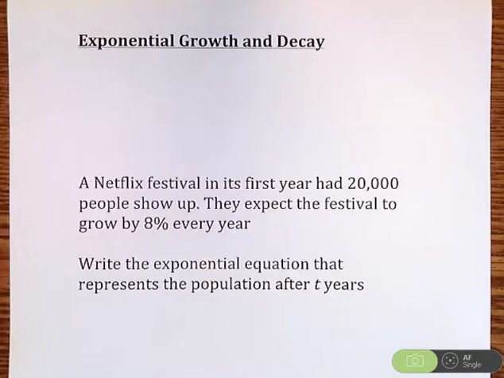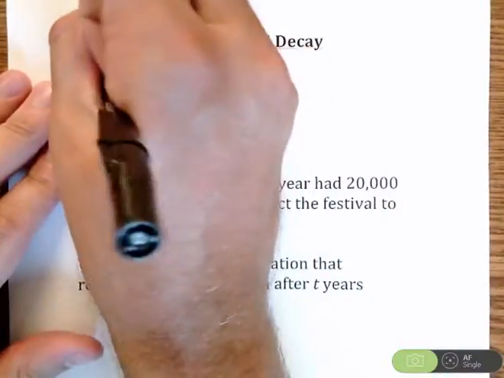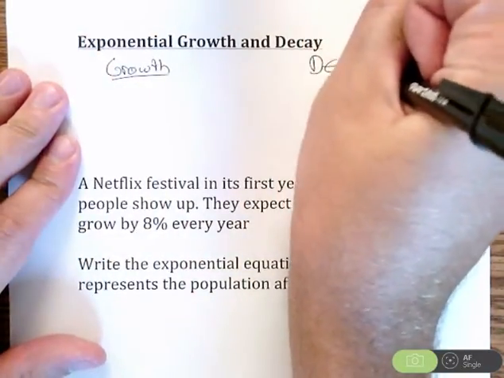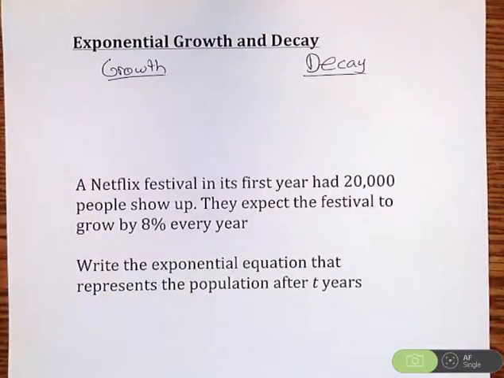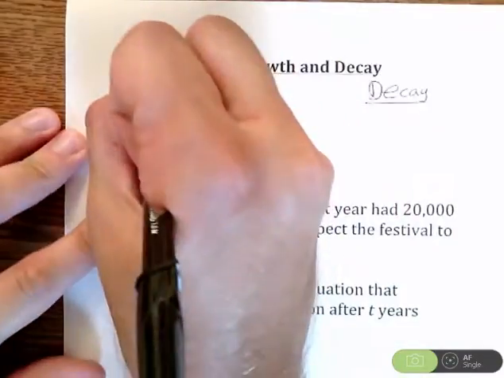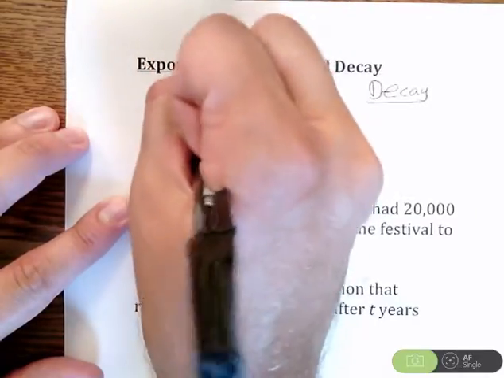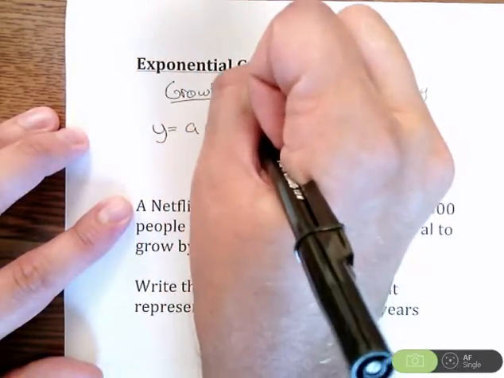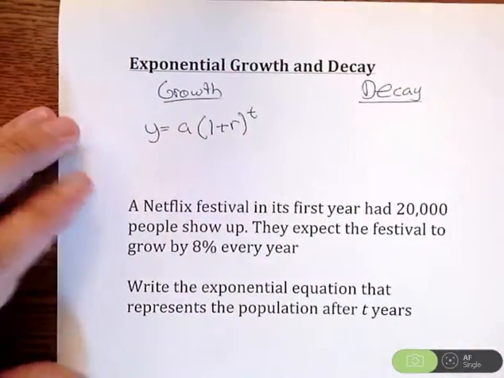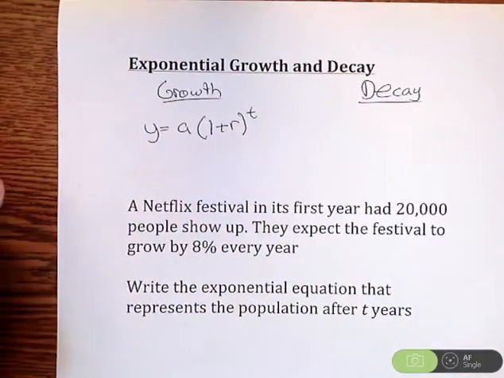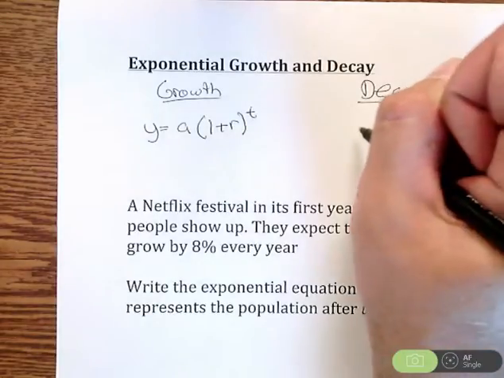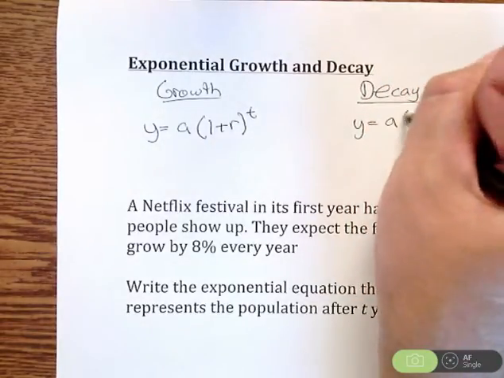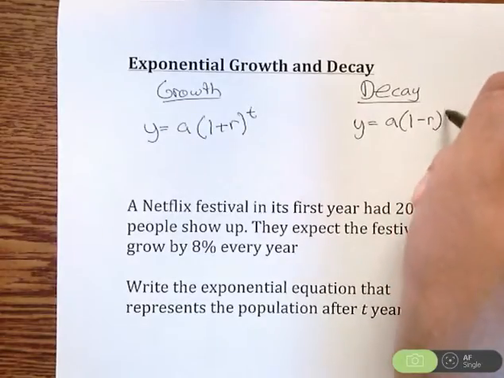All right, we're going to talk about exponential growth and decay. So first, before we jump into this problem, let's talk about a few basics. So we have growth and decay. Ooh, scary. So exponential growth, the equation for that is going to be y equals a, parentheses 1 plus r, raised to the exponent t. And the other one, decay, is going to be y equals a, 1 minus r, raised to the t.